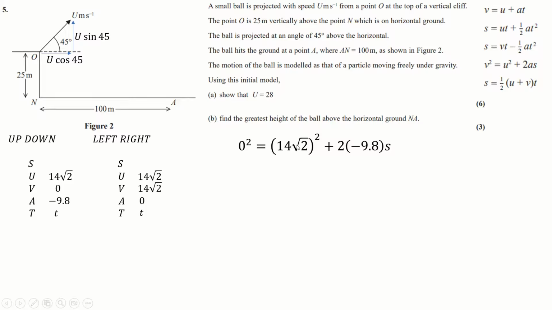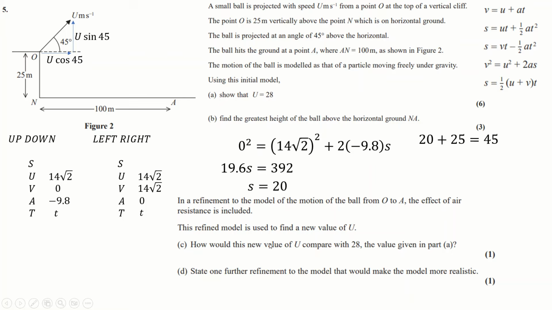U is 0. V is 0. U is this. And then 2as. Solve that for s, it ends up being very straightforward. S is 20, so it goes 20 meters up. I therefore finished that and said the answer was 20. The answer is not 20 because it says the greatest height above horizontal ground NA, so you have to add that 20 meters it's gone upwards to the 25 to get the answer of 45.